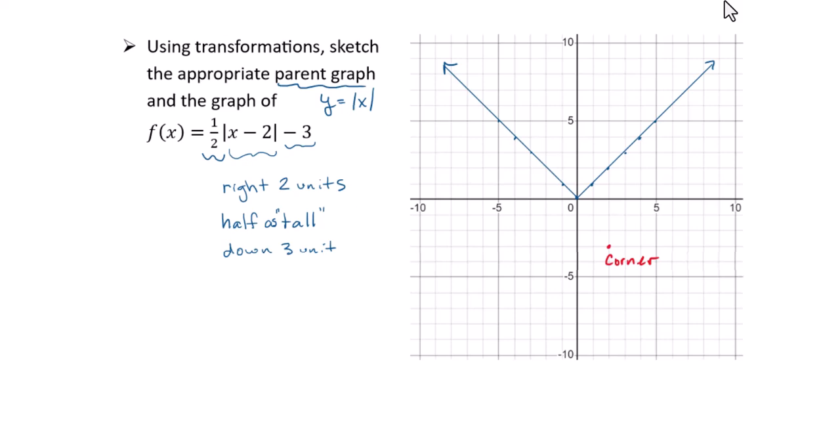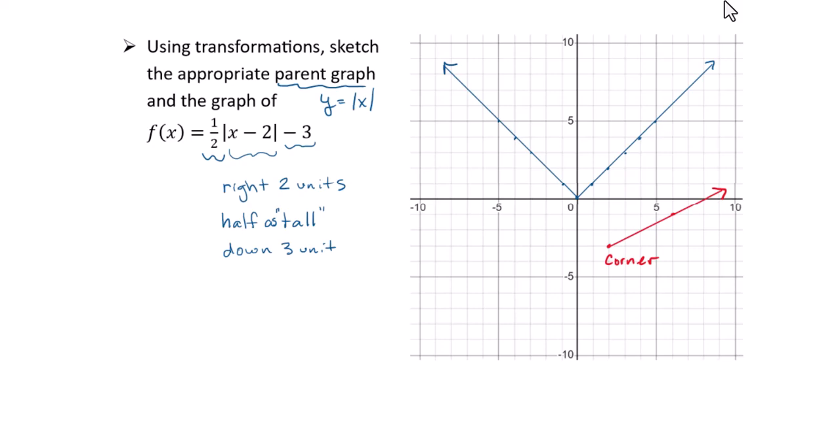And then let's say we come out here to maybe 4, 4. Looking at this point 4, 4. All right, so our transformation says that we're going to move that right 2 units, and then it's going to be half as tall. So instead of being here at a height of 4, we're going to be at a height of 2. And then we're moving that point down 3 units. So 1, 2, 3. And this is the one part of our absolute value graph.